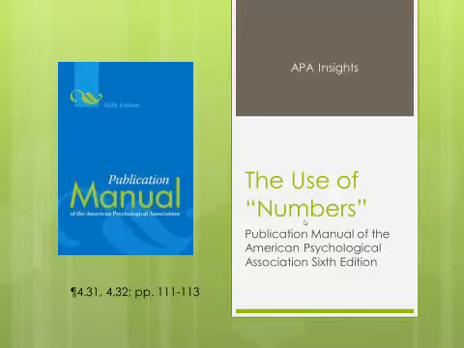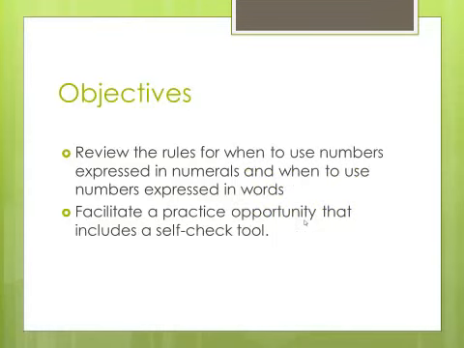In this segment of APA Insights, the focus will be on the use of numbers. The material covered is found in paragraphs 4.31 and 4.32, pages 111 through 113 in the Publication Manual of the American Psychological Association. The objectives for this segment are to review when to use numbers expressed in numerals and when to use numbers expressed in words, followed by an opportunity to apply the material that has been covered.